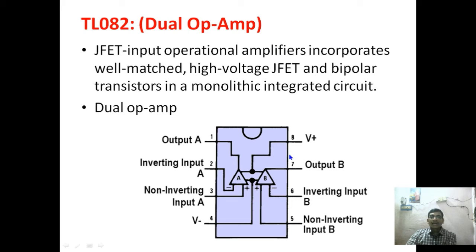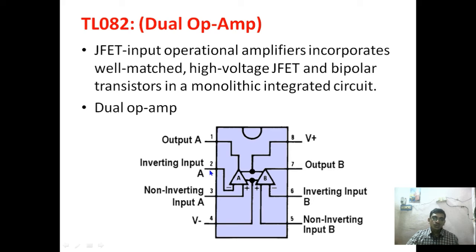So let us see the pin diagram of this TL082. It is also an 8-pin DIP package, dual inline package. It is also called the mini DIP. Here you can see pins 1 and 5 are not offset null adjusting pins. So we have utilized all the 8 pins in this IC. A is one operational amplifier and B is the other operational amplifier.